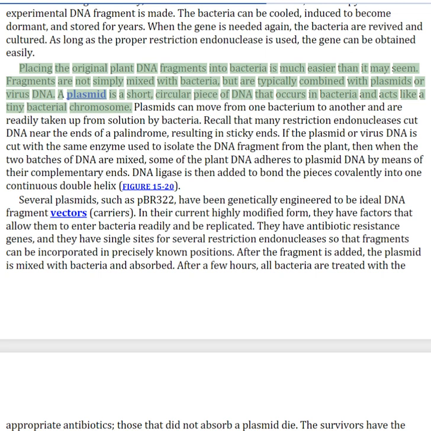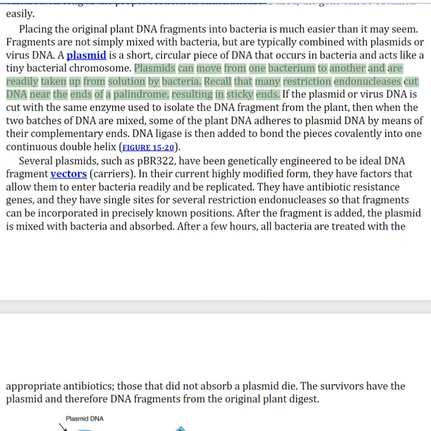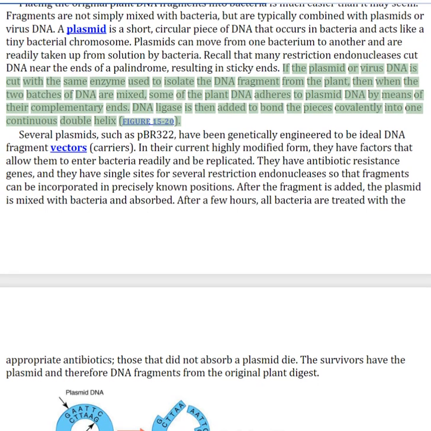A plasmid is a short, circular piece of DNA that occurs in bacteria and acts like a tiny bacterial chromosome. Plasmids can move from one bacterium to another and are readily taken up from solution by bacteria. Recall that many restriction endonucleases cut DNA near the ends of a palindrome, resulting in sticky ends. If the plasmid or virus DNA is cut with the same enzyme used to isolate the DNA fragment from the plant, then when the two batches of DNA are mixed, some of the plant DNA adheres to plasmid DNA by means of their complementary ends. DNA ligase is then added to bond the pieces covalently into one continuous double helix.